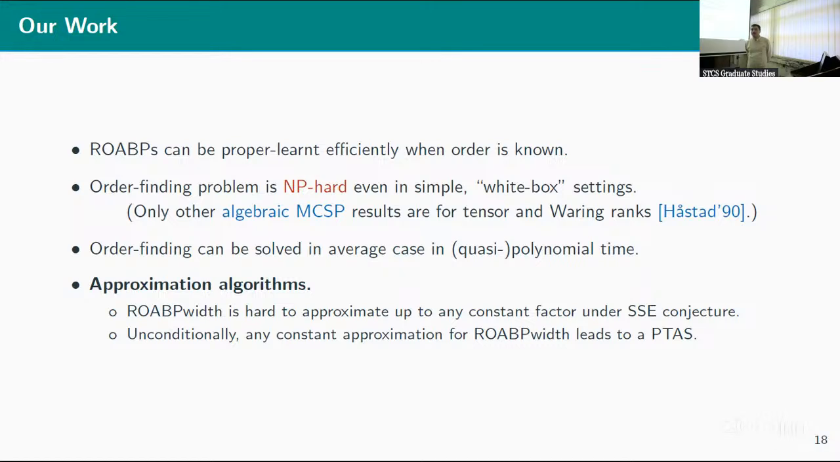We are given a circuit, and I just want to know, does it have an ROABP in every order? Of a bit term. Yeah. Yeah, I don't know how to do that. I can't, I don't see a randomized thing either. No, so the average case is there, but yeah, the worst case.